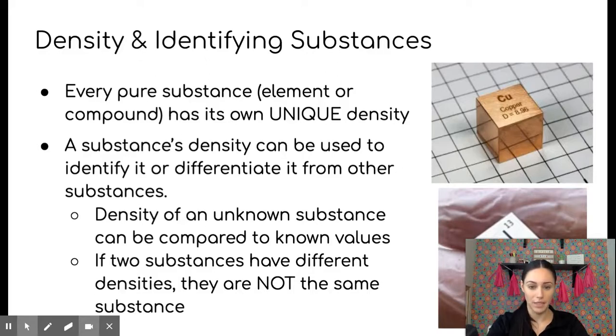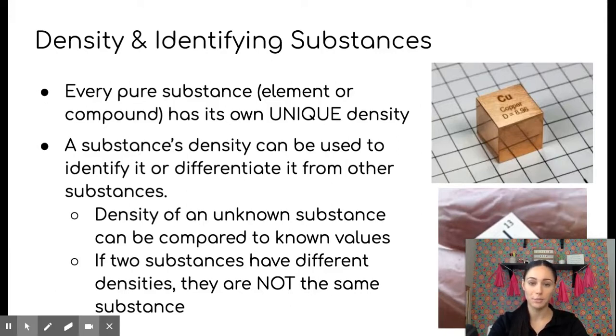That means that if I have an unknown substance and I'm able to measure its density or calculate its density, I can then compare that to the known values of substances and determine what the substance is. I also can use this to differentiate between substances.